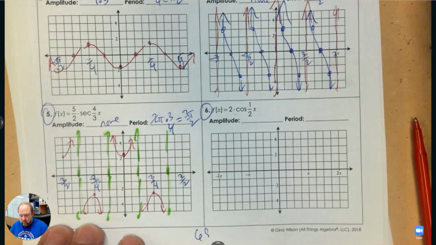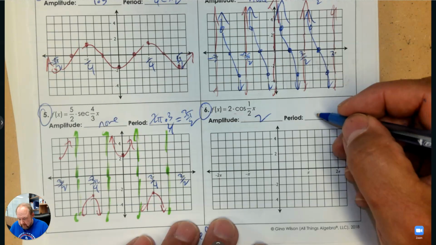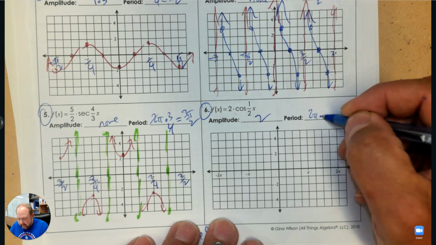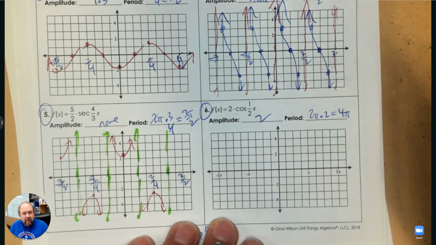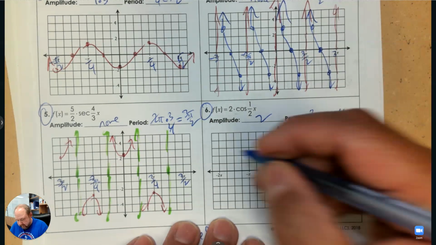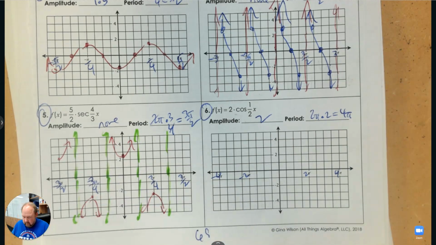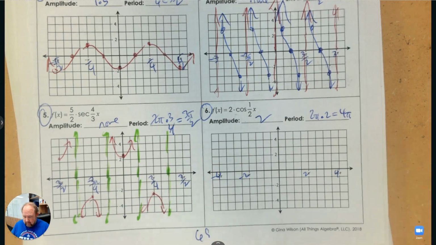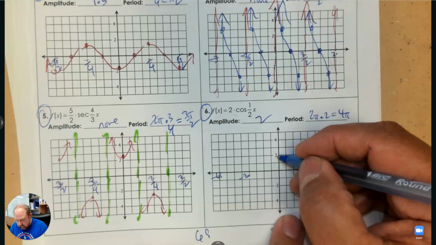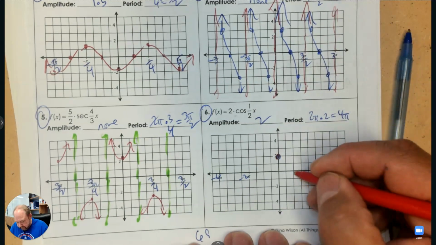Number 6. There is an amplitude here. It's 2. Again, you should try it first. And then 2 pi divided by 1/2, which is times 2, and you get 4 pi. So I'm going to change this to 4 pi and this to 2 pi. Cosine starts at the top or bottom, so this one's positive, so it starts at 2. And then follow the pattern from there.